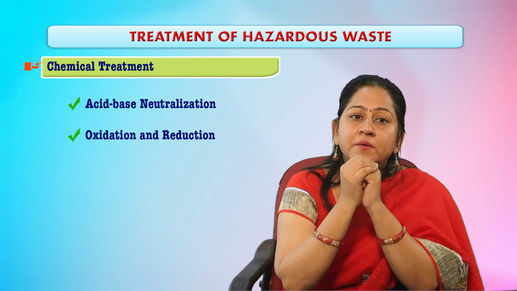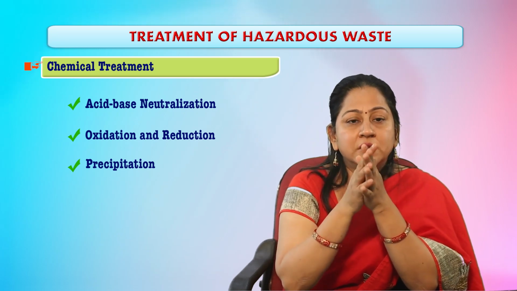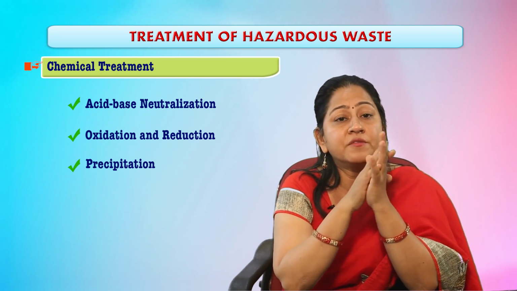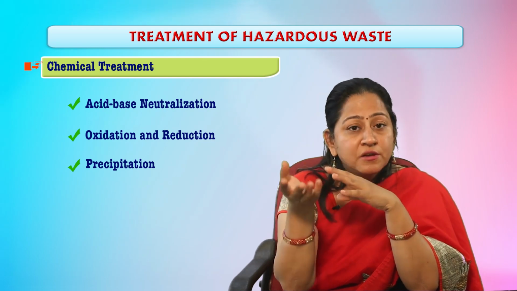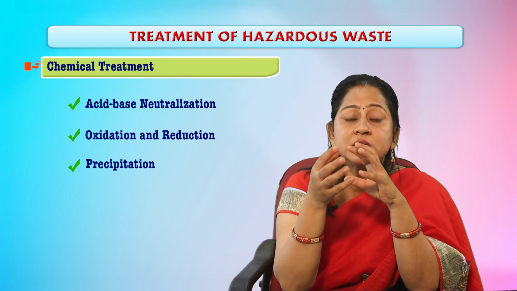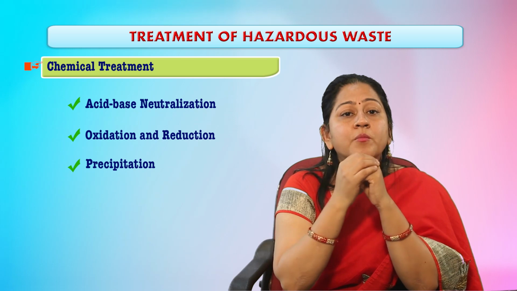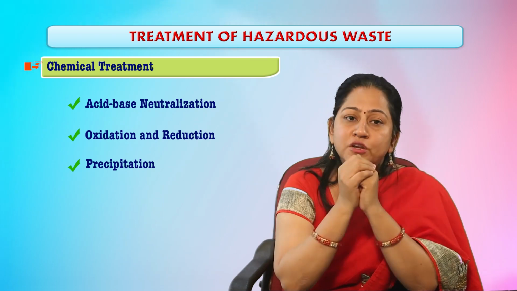Similarly, precipitation, you must have heard about the precipitation methods. For example, if the waste contains hydrogen sulfide or such types, then by the application of certain catalysts, if precipitates are formed, they settle down at the bottom and then they can be removed.